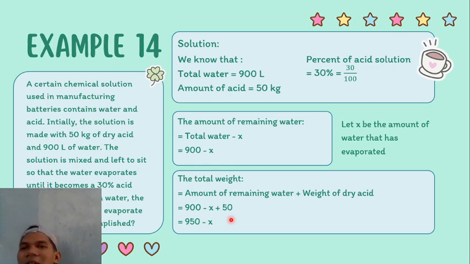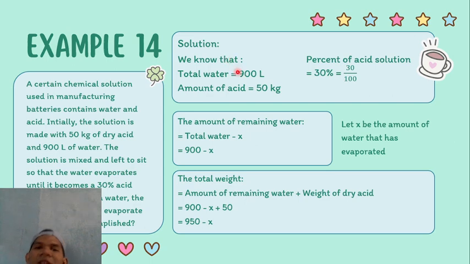Next is example 14, the last example of this video. A certain chemical solution used in manufacturing batteries contains water and acid. Initially, the solution is made with 50 kg of dry acid and 900 liters of water. The solution is mixed and left to sit so that the water evaporates until it becomes a 30% acid solution. How much water, to the nearest liter, has to evaporate for this to be accomplished?